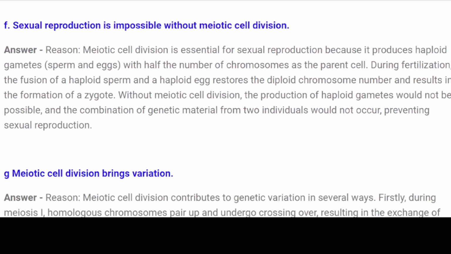F. Sexual reproduction is impossible without meiotic cell division. Answer: reason, meiotic cell division is essential for sexual reproduction because it produces haploid gametes, sperm and eggs, with half the number of chromosomes as the parent cell. During fertilization, the fusion of a haploid sperm and a haploid egg restores the diploid chromosome number and results in the formation of a zygote. Without meiotic cell division, the production of haploid gametes would not be possible and the combination of genetic material from two individuals would not occur, preventing sexual reproduction.